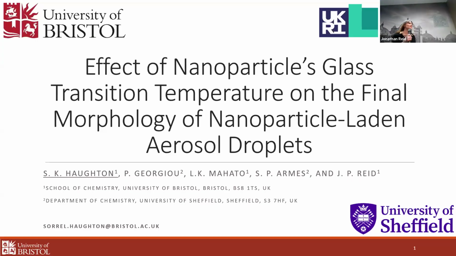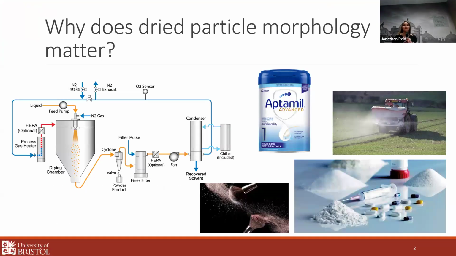So hey everyone. As the title would suggest, I'm going to be talking about looking at a nanoparticle suspension in water and looking at how the glass transition temperature of the nanoparticles affects the final morphology of the final dried microparticle. So first off, why does dried particle morphology matter? Well, it's used in spray dryers.